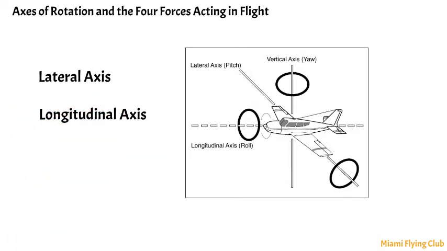The longitudinal axis is an imaginary line from the nose to the tail. Rotation around the longitudinal axis is called roll. Roll is controlled by the ailerons, and this rotation is referred to as lateral control or lateral stability.